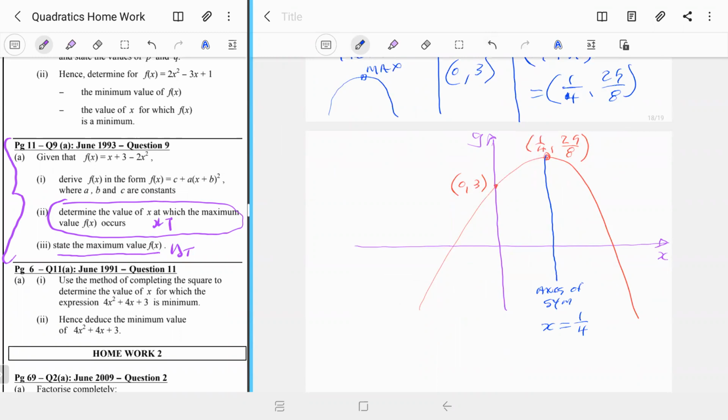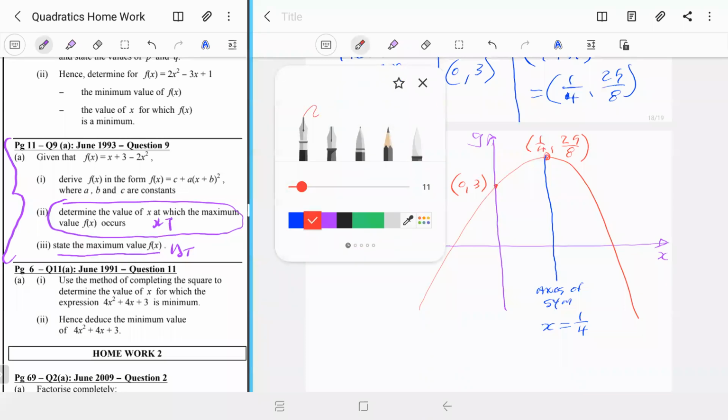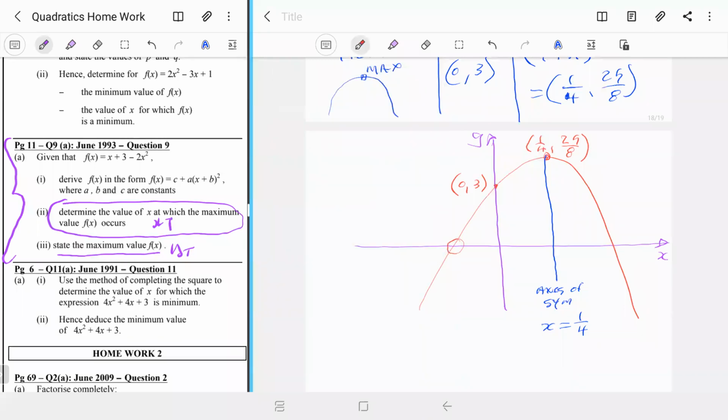And next week, we're going to look at how we calculate the coordinates of this point and this point, which are called the roots. This is root 1, and this is root 2. Next week, we're going to look at how we calculate those two values, which are the x-axis intercepts called roots. That's it, guys. Any questions?